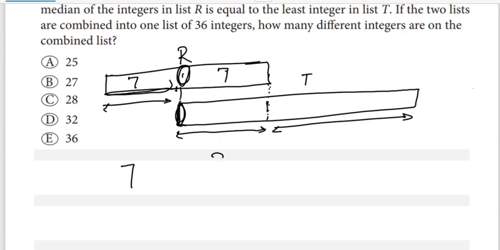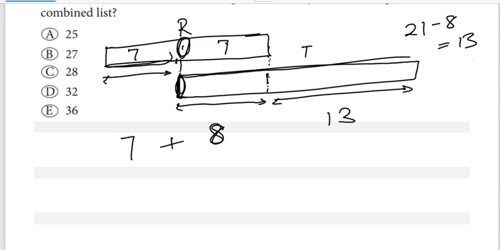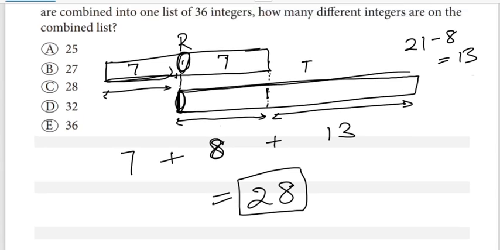From here to this point, this is 7 plus 1. This will have 8 different numbers, and this whole for T is 21 in number, minus 8, that will give us 13. So from here to here is 13. So we combine all this together, this will be 7 plus 8 plus 13, and this is equal to 28 different numbers, if that makes sense, because the median of R is equal to the least number in T, and that's how we get 28. But in total there are 36, but different numbers are 28 in number, and that is option C.